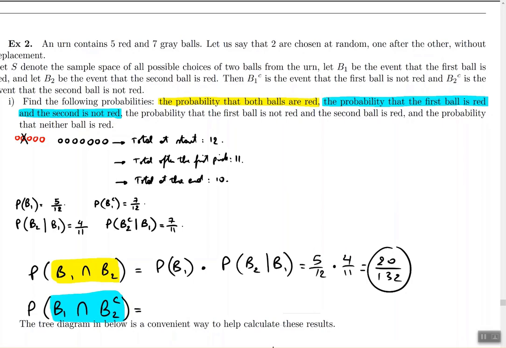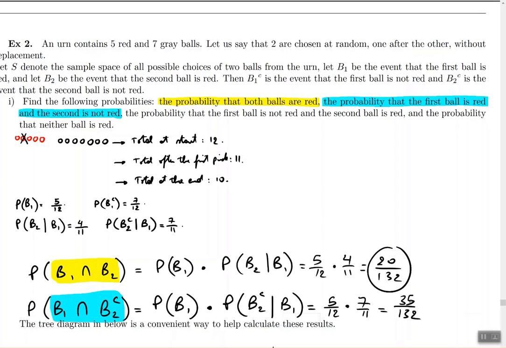So how does this work? How is it going to happen? Well, for this to happen, I need to first pick the red ball. Then I have to pick a gray ball, given that I already have in my hand a red ball. And the probabilities are the following. For P(B1), that's 5 out of 12 again, and P(B2 complement | B1), that's 7 out of 11. So we end up with 35 over 132.